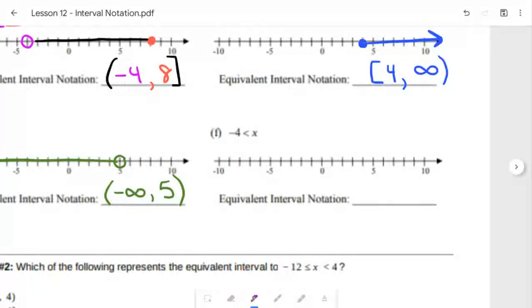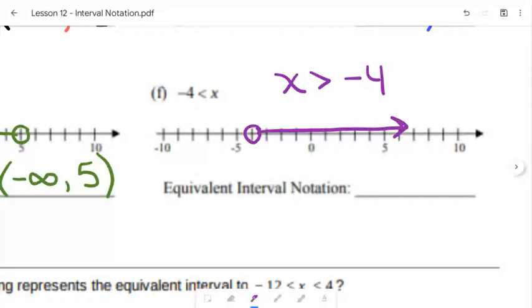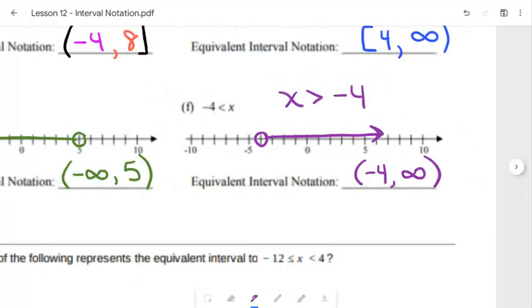Last one here, negative 4 is less than x. So think about things that negative 4 is less than x. Remember, that's the same as x is greater than negative 4. So we have an open circle at negative 4. We're shading to the right. Negative 4 is the furthest to the left, but it's an open circle, so it gets a parenthesis. And it doesn't stop. It goes on forever, so positive infinity, but we get a parenthesis on there.